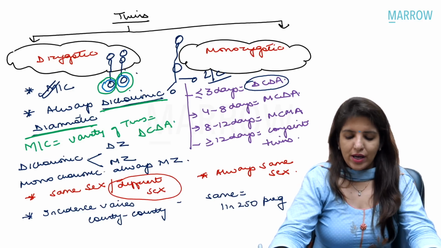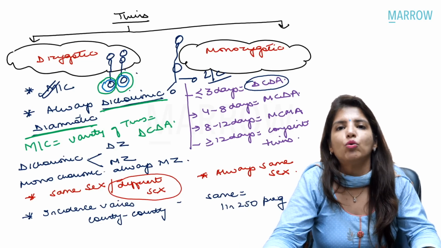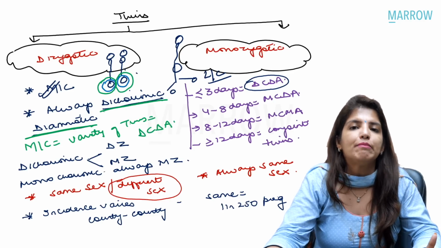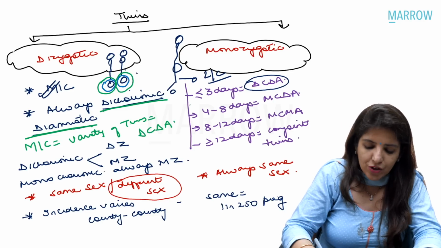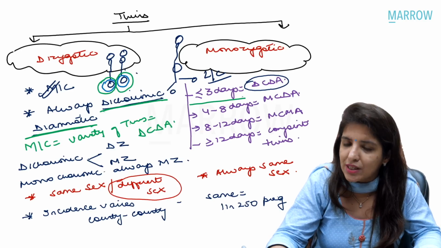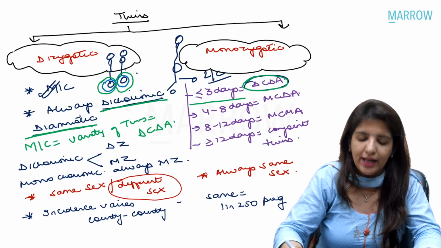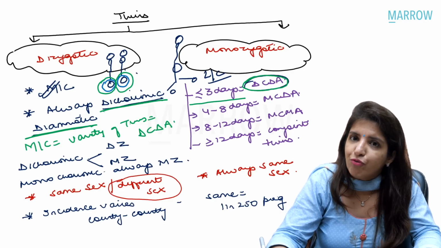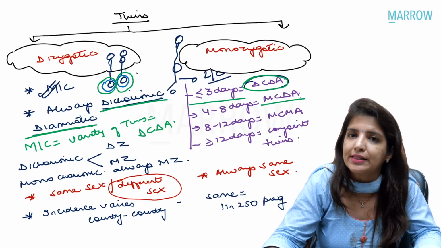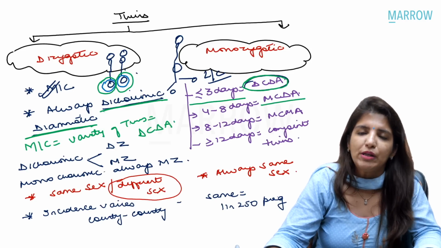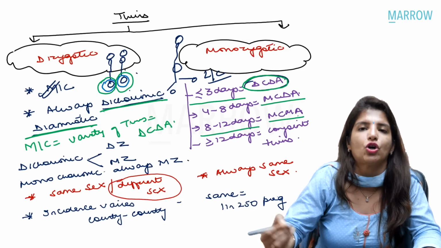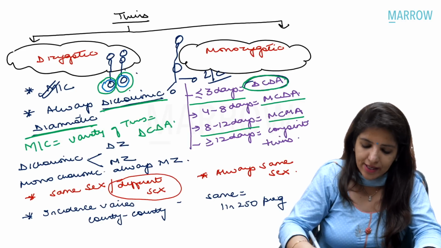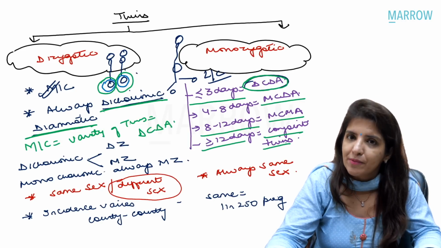In case of monozygotic twins, whether they develop their own chorion or amnion or not depends upon at what time the division is happening. If division is happening at less than or equal to 3 days, then you get dichorionic, diamniotic twins. If division is happening between 4 to 8 days, you get monochorionic diamniotic twins. If division is happening between 8 to 12 days, you get monochorionic monoamniotic twins. And if division is happening at more than or equal to 12 days, then you get conjoined twins.